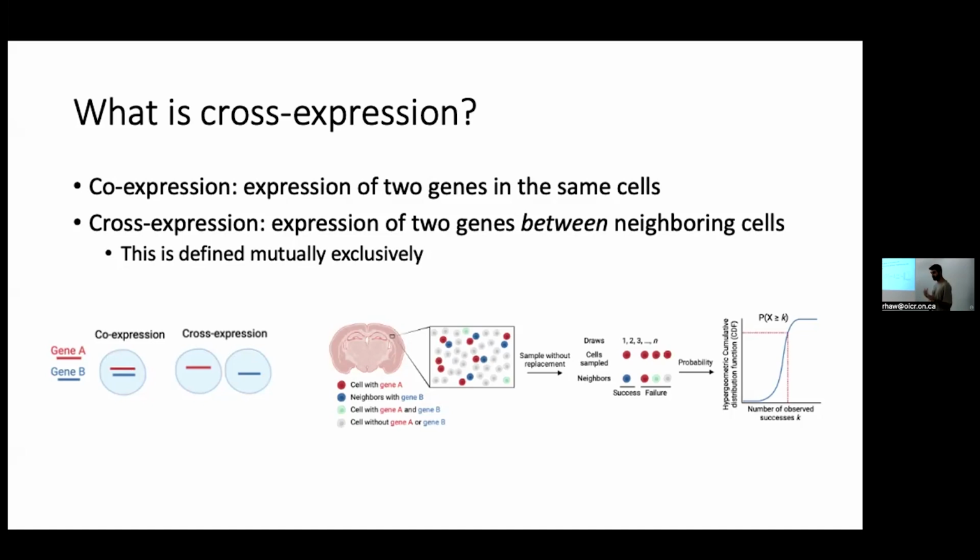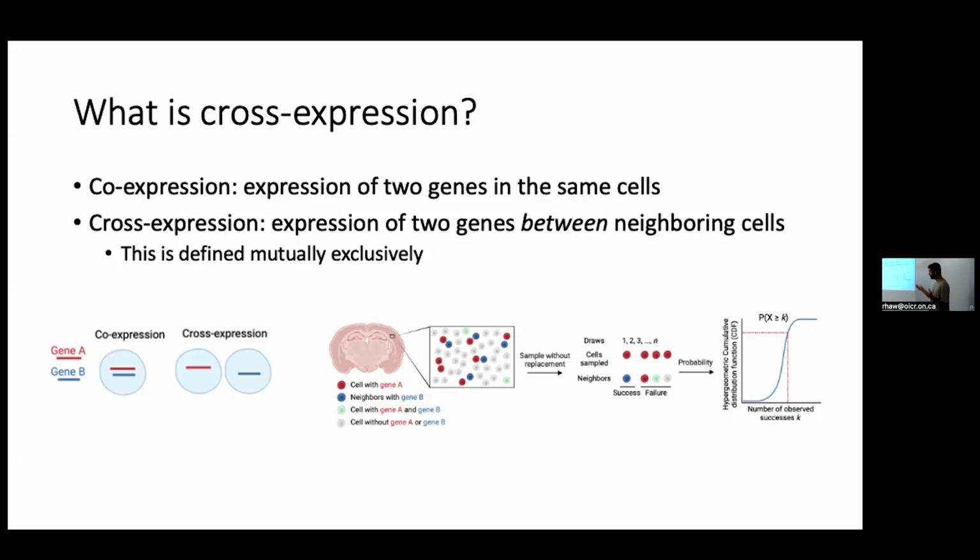Co-expression, as I'm sure you're familiar, just refers to the expression of two genes in the same cell again and again. Cross expression you define as mutually exclusive expression of two genes across spatially neighboring cells. That's an advantage of spatial transcriptomics, where you have information about which cells are physical neighbors in a tissue space.